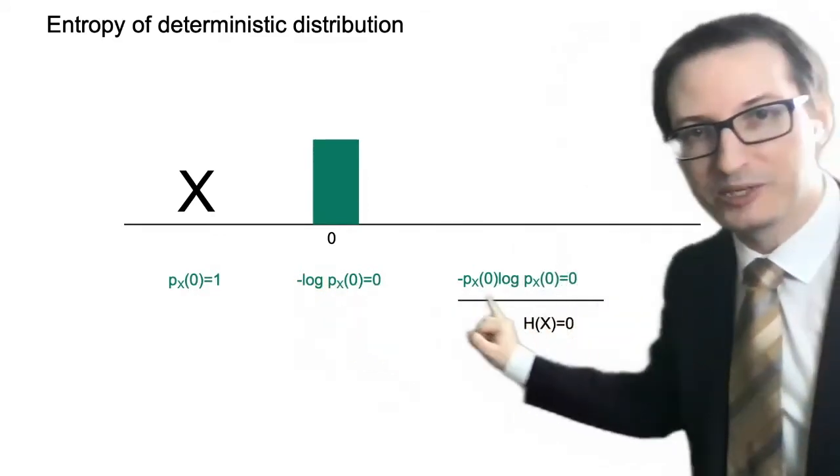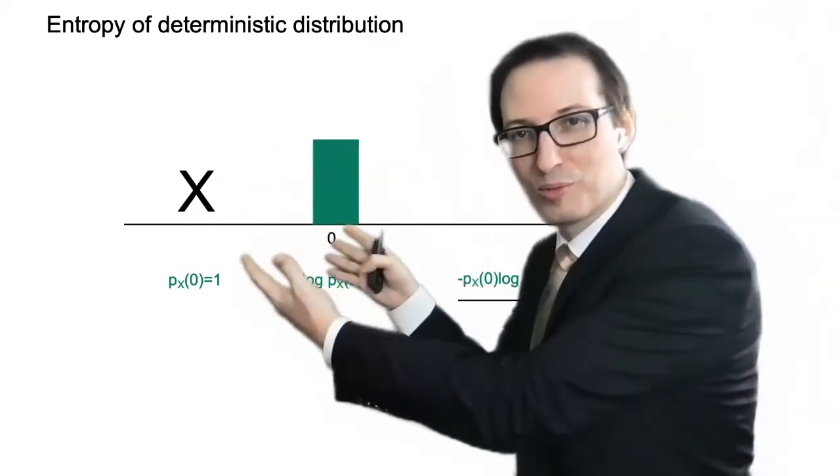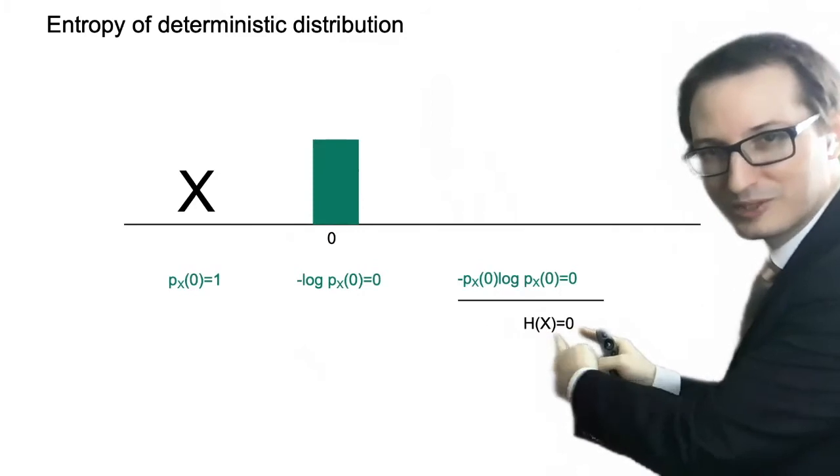So the entropy here is zero. Well, that's what I told you, the sun is rising every day. So if I have something with a probability of one, there is zero information in there.